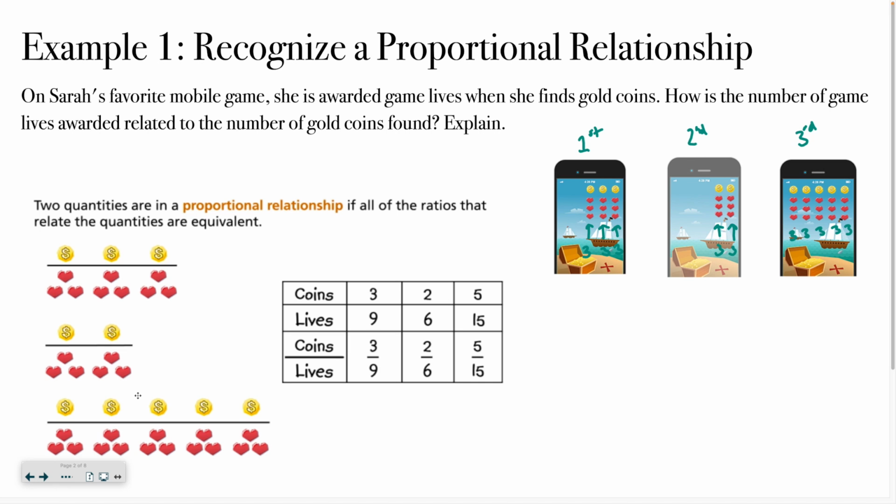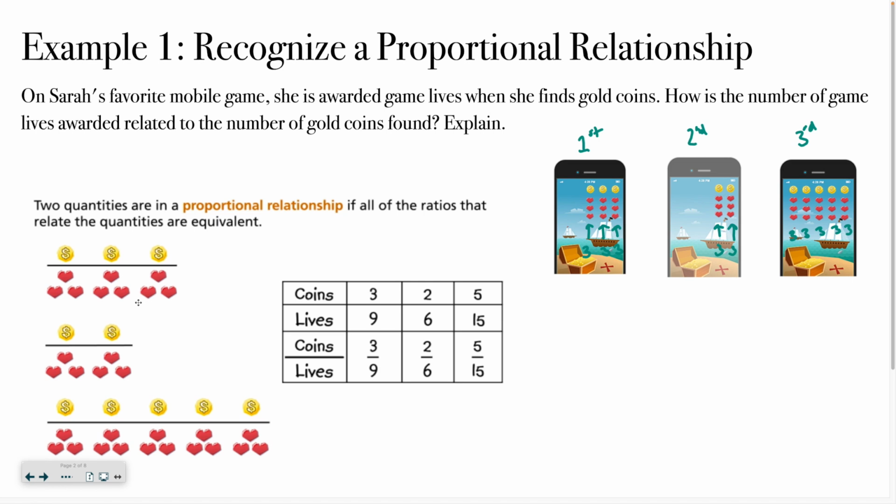If I were to talk about this using mathematical vocabulary, this is kind of what I would say. These 2 quantities, the gold coins and the hearts, are in a proportional relationship if all of the ratios that relate the quantities are equivalent. Basically, every time there's a gold coin, is she consistently awarded 3 red hearts?